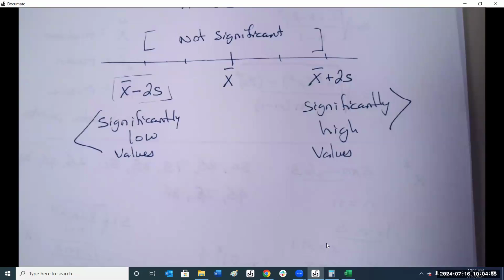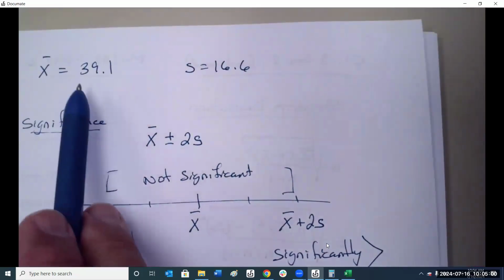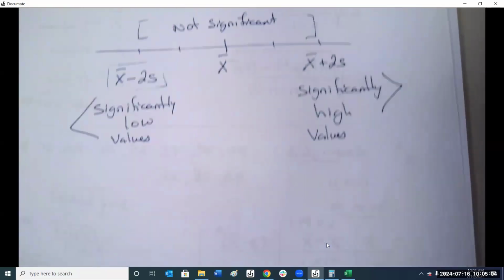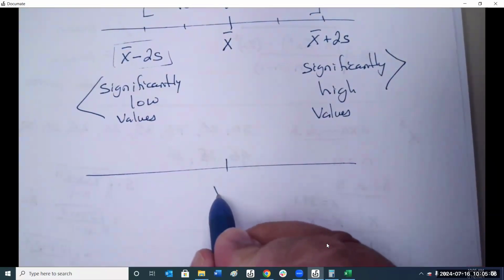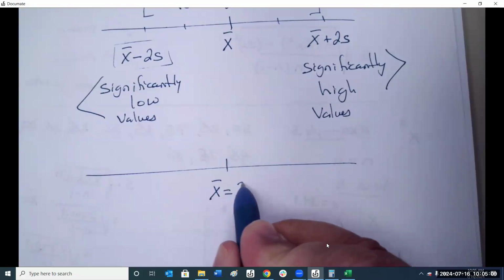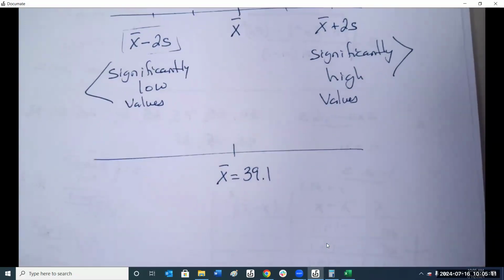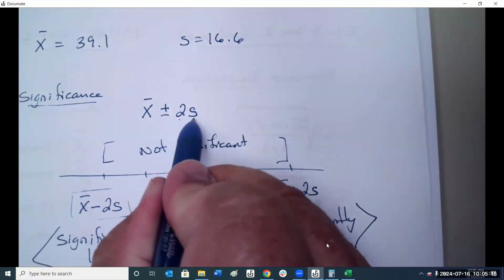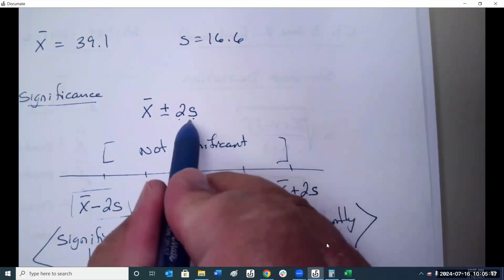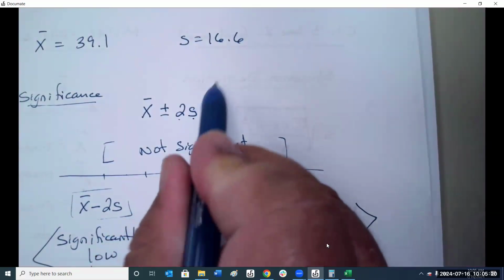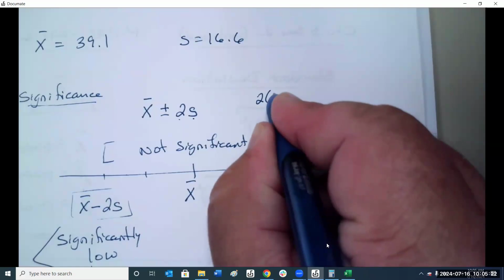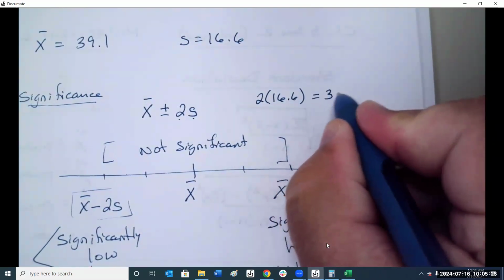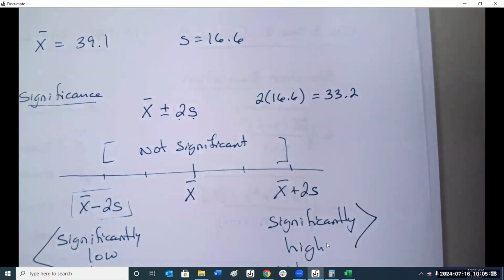Okay, so let's look at what we have here with this information. What is the mean? 39.1. What is 2S? What would that be? What is S? Yeah, so it's 2 times 16.6, which is 33.2.